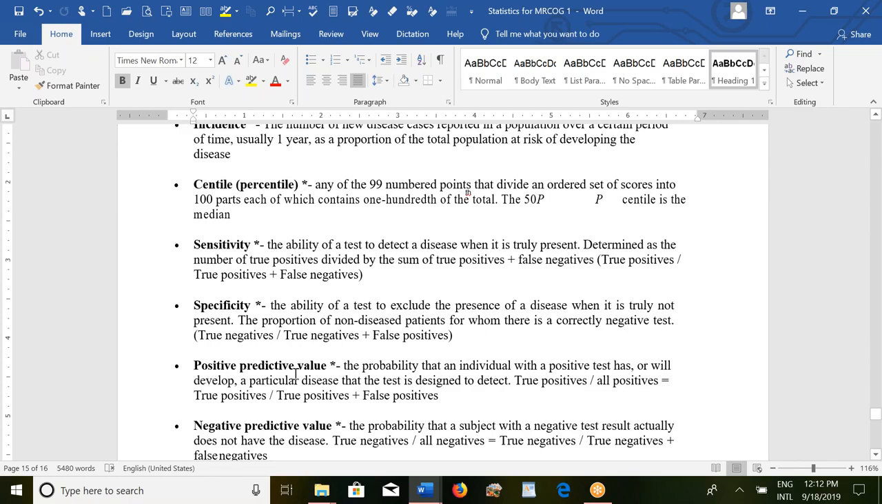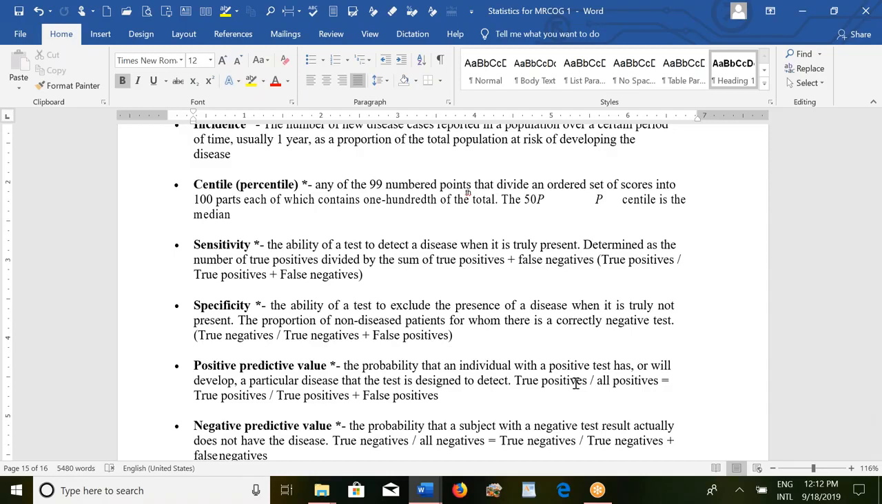What is positive predictive value? This is the probability that an individual with a positive test has or will develop a particular disease the test is designed to detect. So the true positives divided by all positives. What are all positives? True positives divided by all positives means that true positives will be divided by true positives plus false positives. So again, positive predictive value of a test.